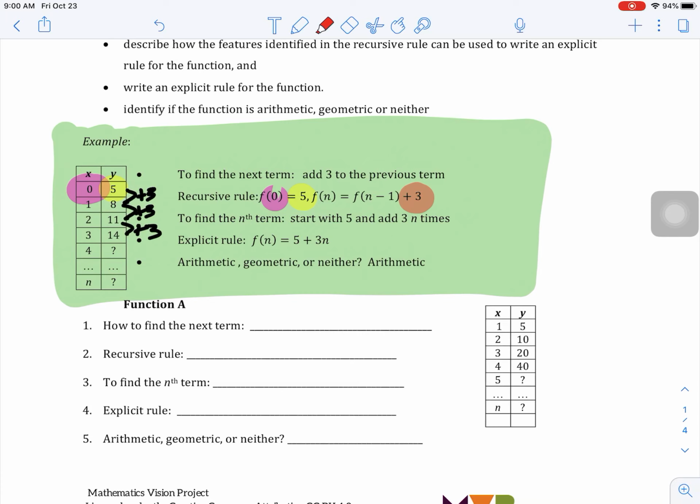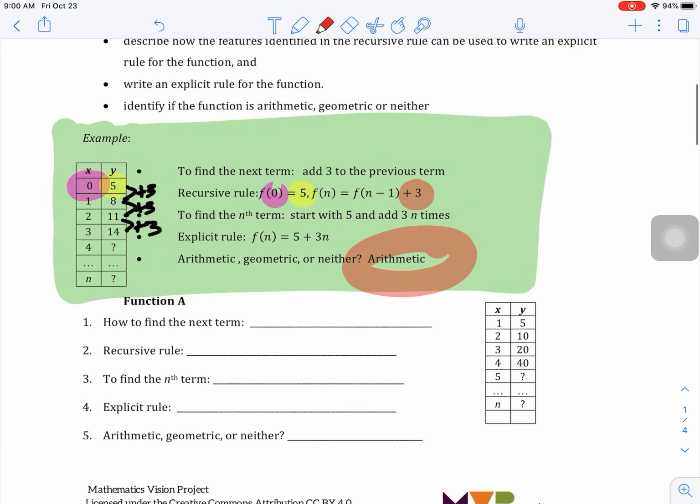And then to find any term, so this is in words, how do you find the nth term? Start with 5, add 3, n times. So I'm going to write my explicit rule: f of n equals 5 plus 3n. And since it's adding, it's arithmetic. So that's what you're going to do for each of these problems.